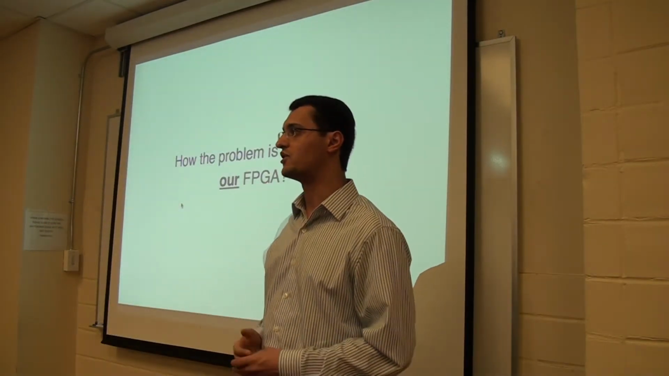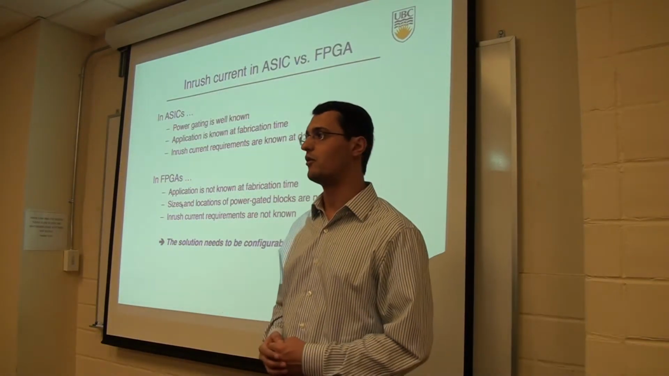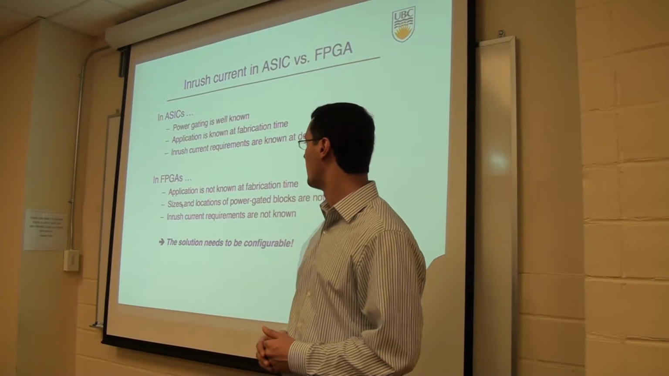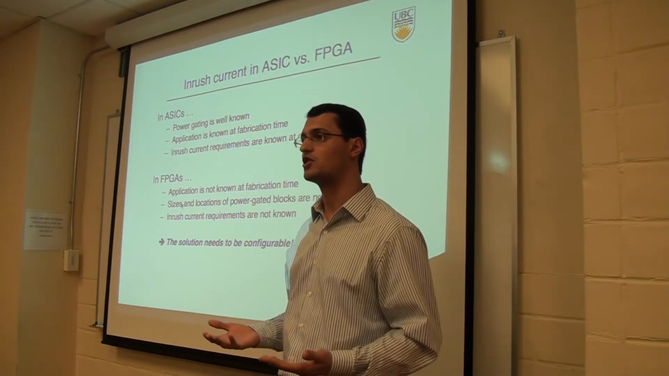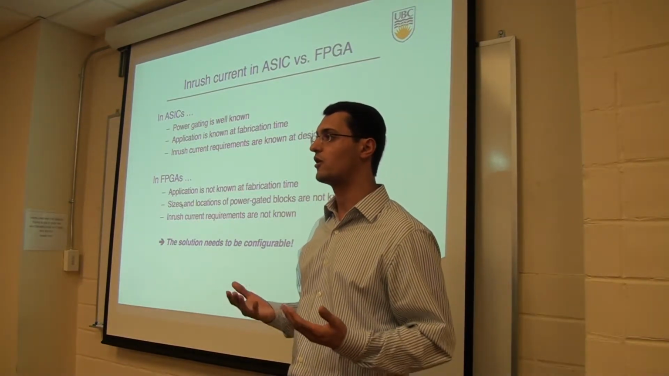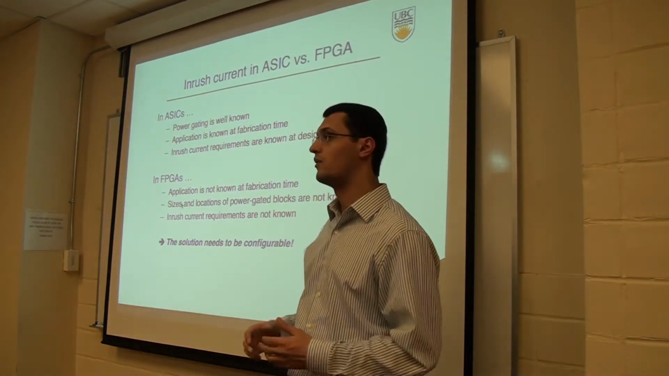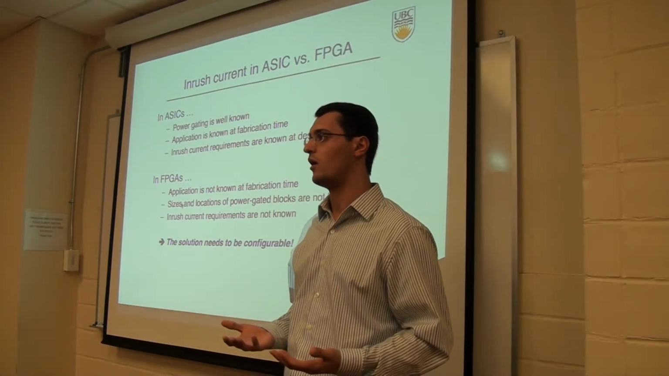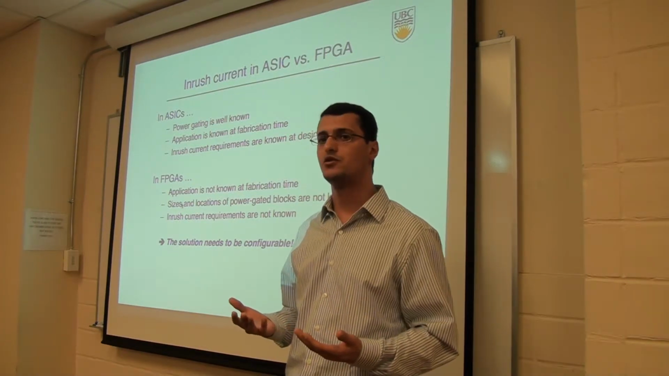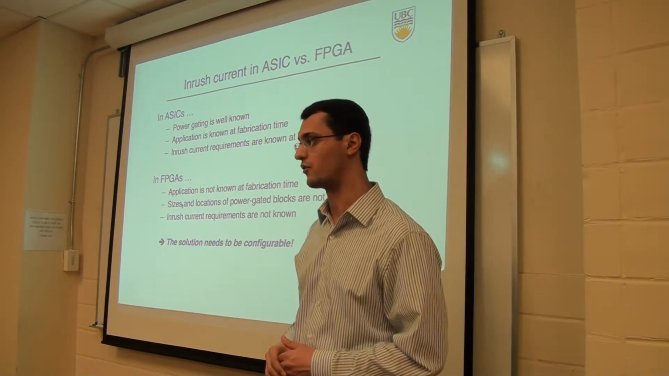So how is the problem different in our FPGA architecture? In ASICs, power gating is well known. The design is known by the designers. They know the inrush current requirements. In FPGAs, however, we don't know anything about the application when we design the architecture for the FPGA. The locations and sizes of power gated applications are not known when we design the FPGA architecture. And therefore, inrush current requirements are not known to the FPGA architects. So we need a solution that's configurable at configuration time to handle different application scenarios.